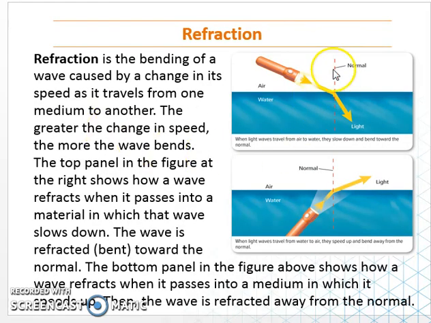Refraction is the bending of a wave caused by a change in its speed as it travels from one medium to another. The greater the change in speed, the more the wave bends. The top panel in the figure at the right shows how a wave refracts when it passes into a material in which the wave slows down. The wave is refracted, bent, toward the normal. The bottom panel in the figure shows how a wave refracts when it passes into a medium in which it speeds up. Then the wave is refracted away from the normal.